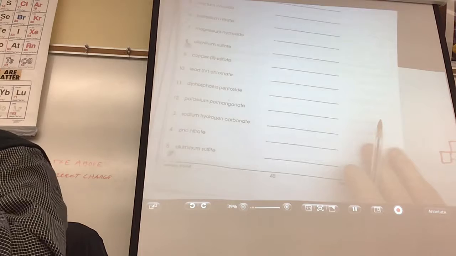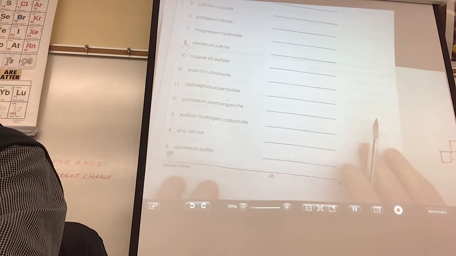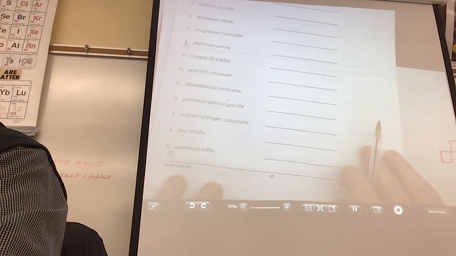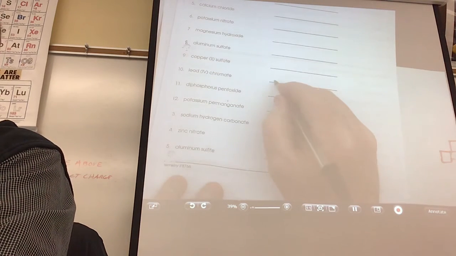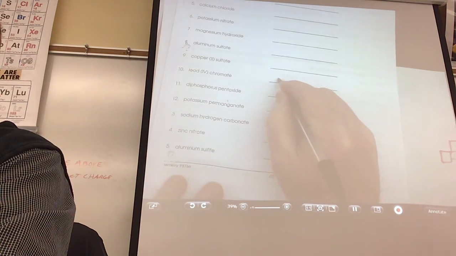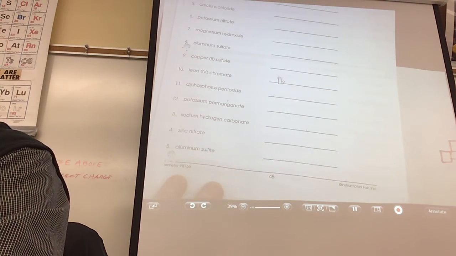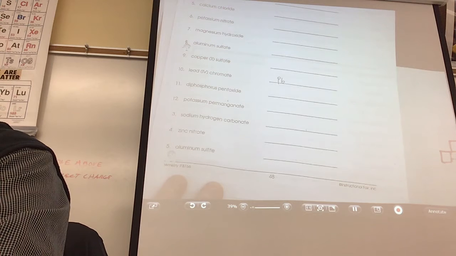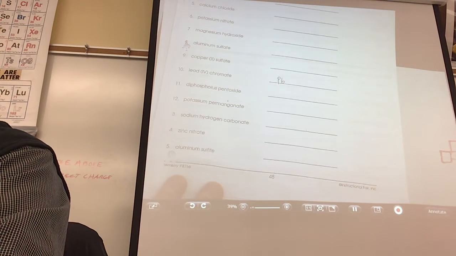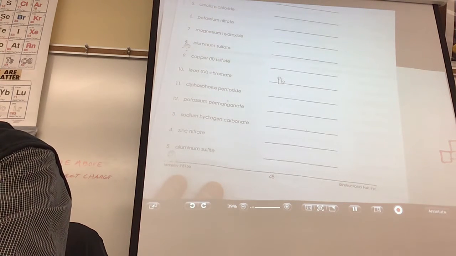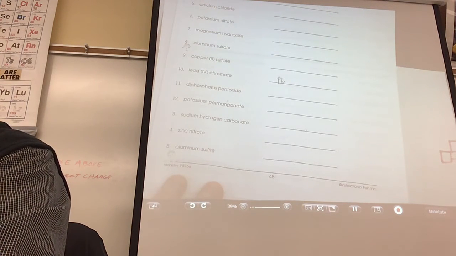How about number 10? Let's do number 10. Lead 4 chromate. Okay, lead 4 chromate. All right, so we know lead is Pb. What page is this? It says 48, so whatever that means. Oh, there. Okay. Gotcha. Lead 4 chromate. Now, it doesn't end in -ide, so I know it must be a polyatomic ion, right?